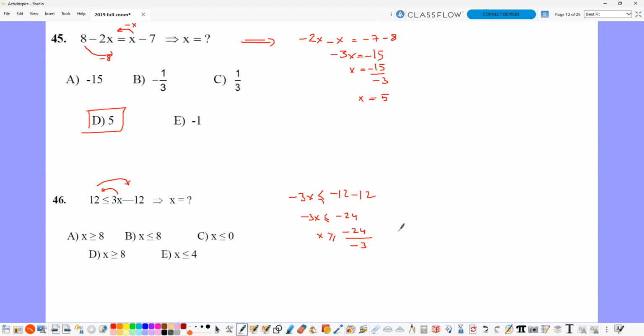This is the important case here. You have to be careful when you divide by a negative number. You are going to swap the sign, which is x is bigger or equal to 8. This is the answer of the solution.